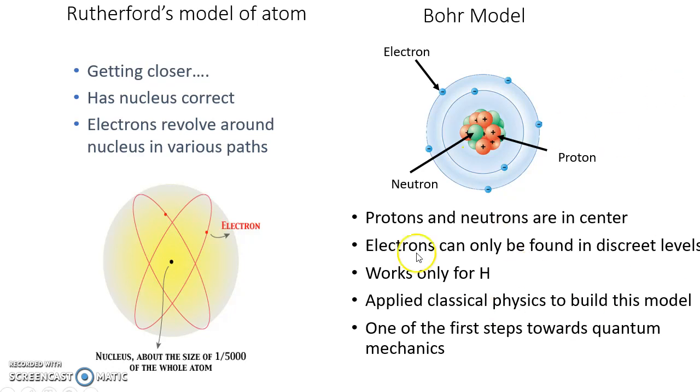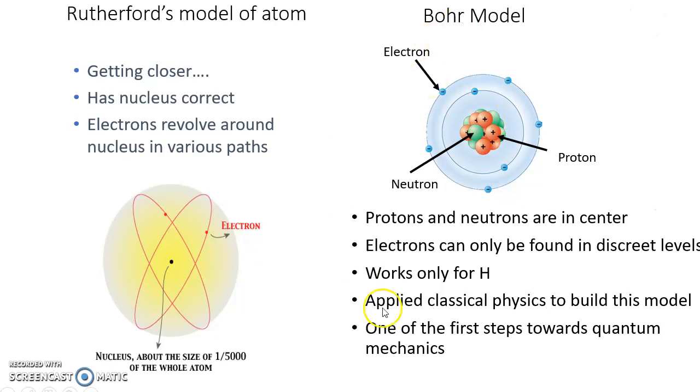We really get the most common visualization we have that is fairly correct is the Bohr model. So the Bohr model had the protons and neutrons in the nucleus, in the center. But instead of having electrons going any which place, Bohr determined that electrons are in sort of a fixed position in what we call discrete levels.